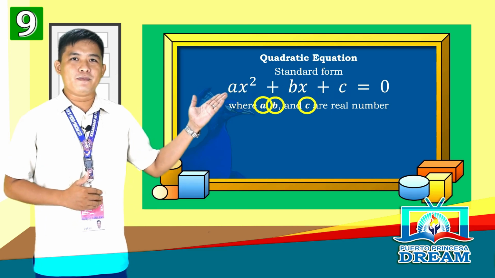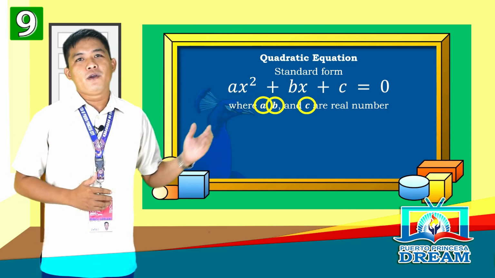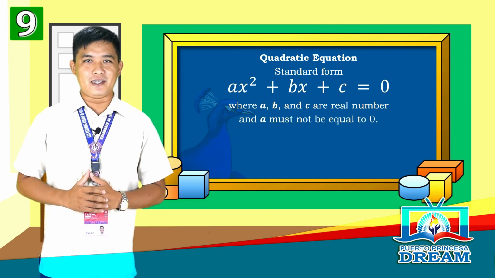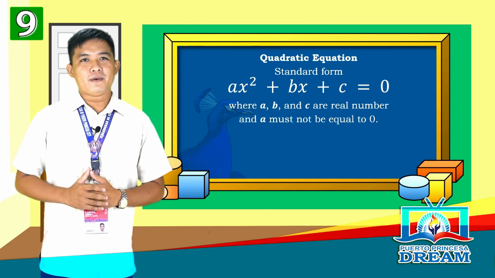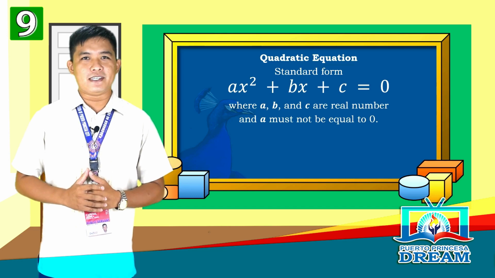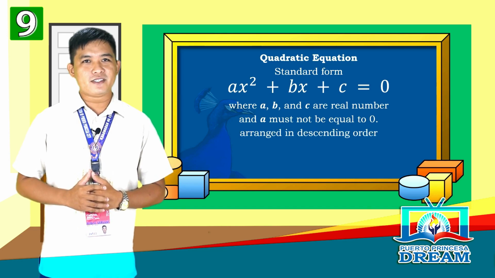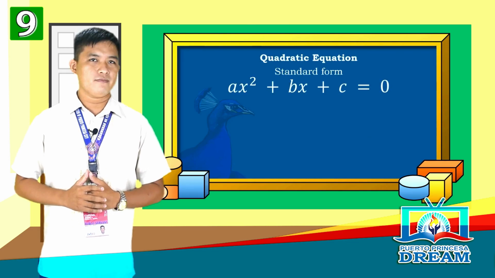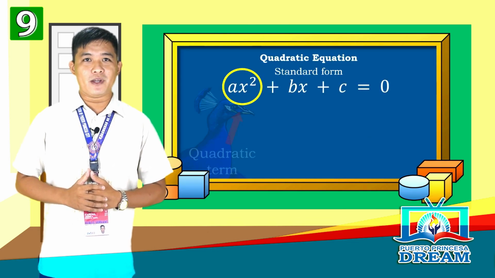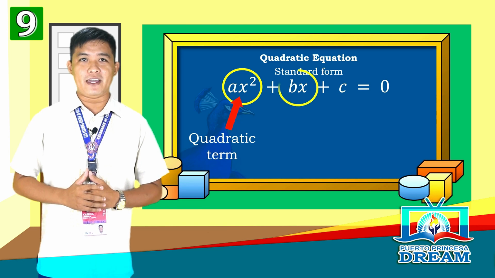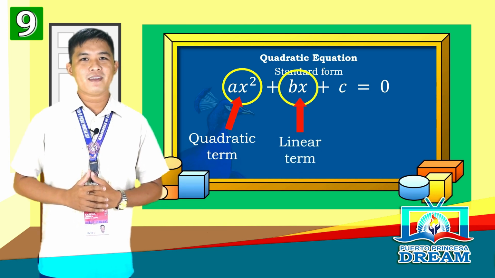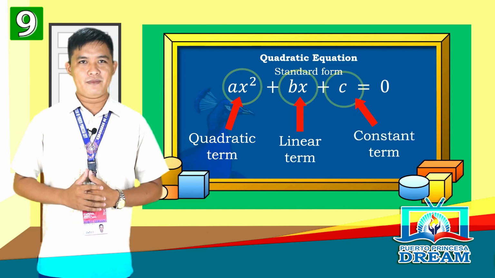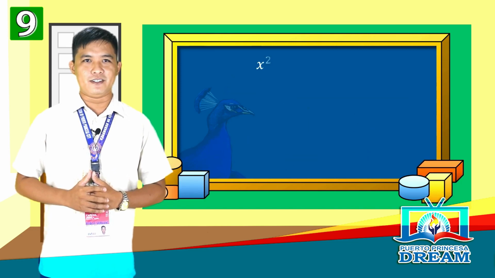Ax squared plus bx plus c equals 0, where a, b, and c are real numbers and a must not be equal to 0. A quadratic expression is equal to 0 and the terms are arranged in descending order according to the exponents of the variable x. The term ax squared with the exponent 2 of the variable x is the quadratic term. Bx containing the exponent 1 is the linear term, and c is the constant term.